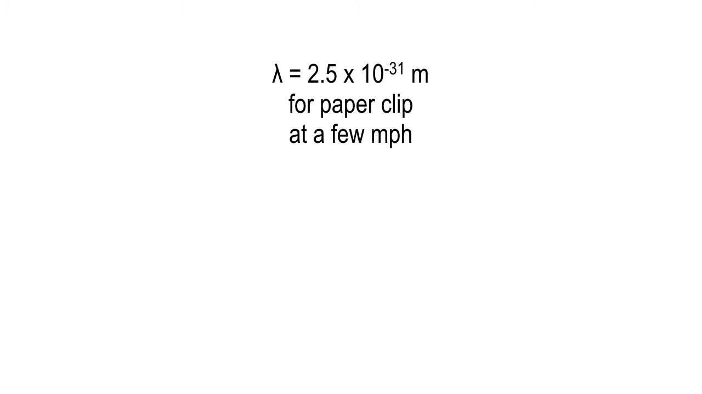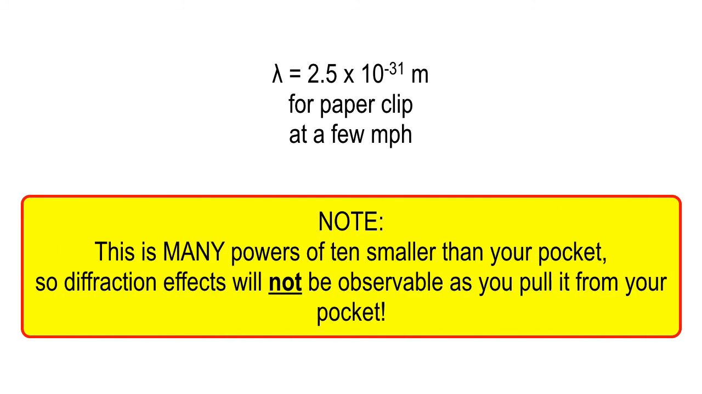So very small wavelength. Now what that means is, to see the diffraction of a paper clip, it would require something approximately 10 to the minus 31 meters in size. There's nothing in the universe that has that size. It's too small. That doorway at the back, you're not ever going to see any diffraction out that doorway or even out of your pocket. It is many powers of 10 smaller than your pocket. So make a note of that.